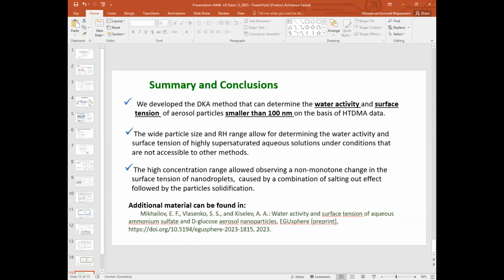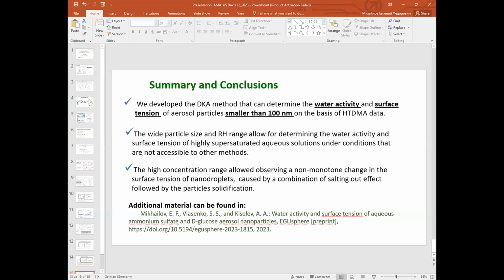Yes, we can see phase separation for mixed particles. Yes, we have a strong deviation, we see a different pattern for water uptake before and after phase separation. And we can see that.